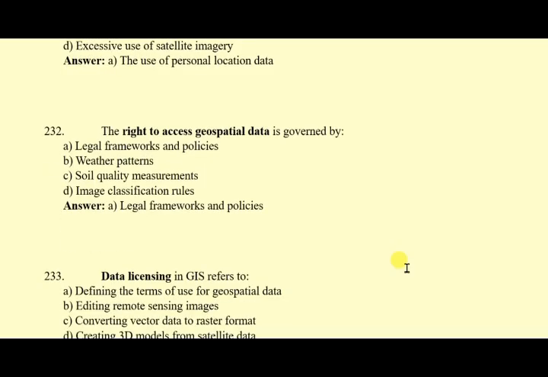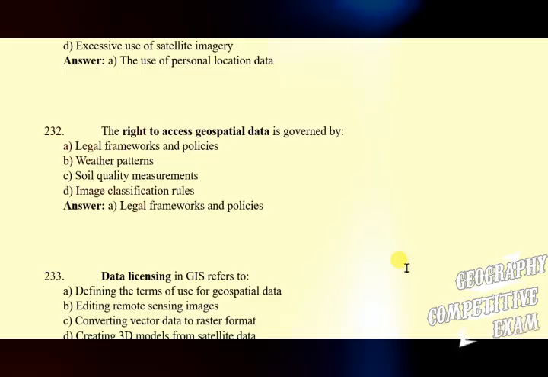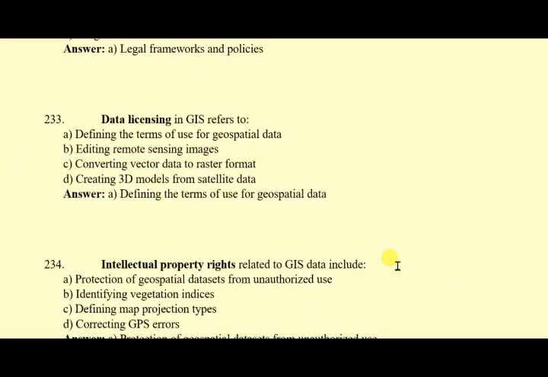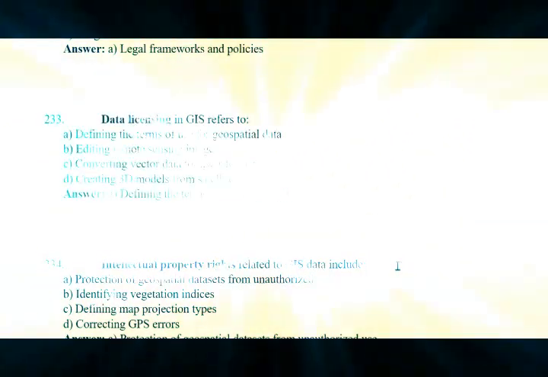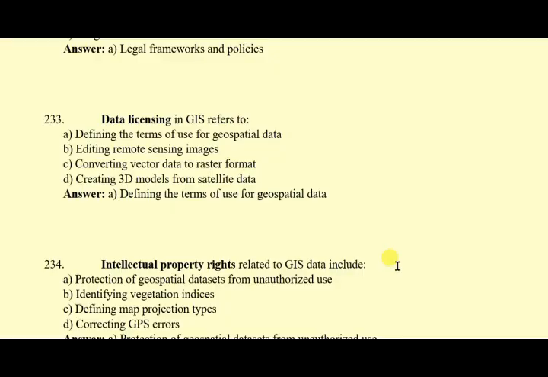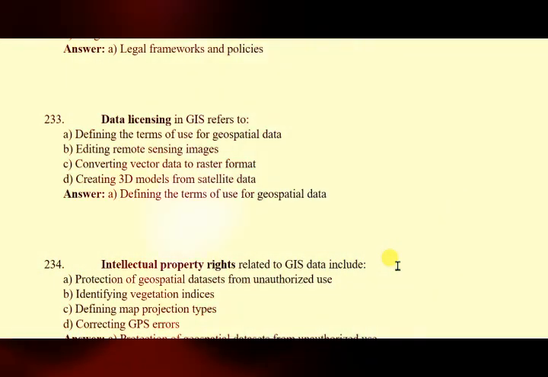Question 232. The right to access geospatial data is governed by legal frameworks and policies, weather patterns, soil quality measurements, image classification rules. Here the right answer will be legal frameworks and policies. Question 233. Data licensing in GIS refers to defining the terms of use for geospatial data, editing remote sensing images, converting vector data to raster format, creating 3D models from satellite data. Here the right answer will be defining the terms of use for geospatial data.